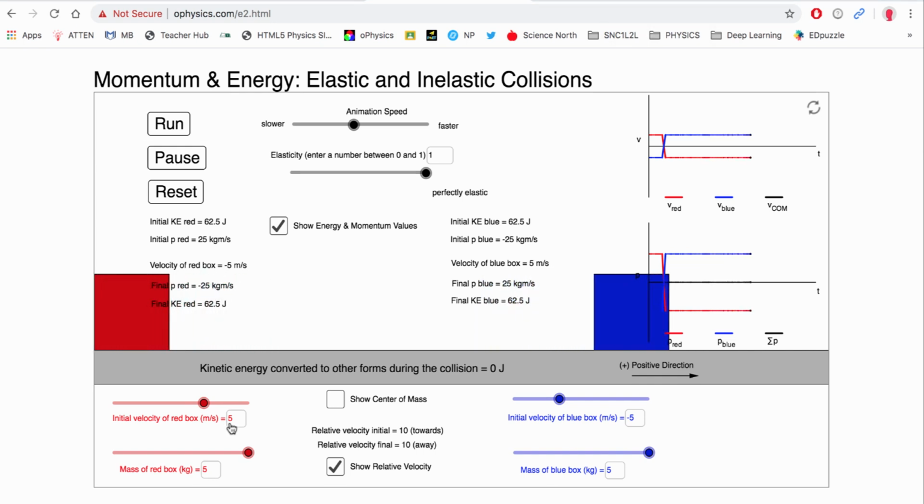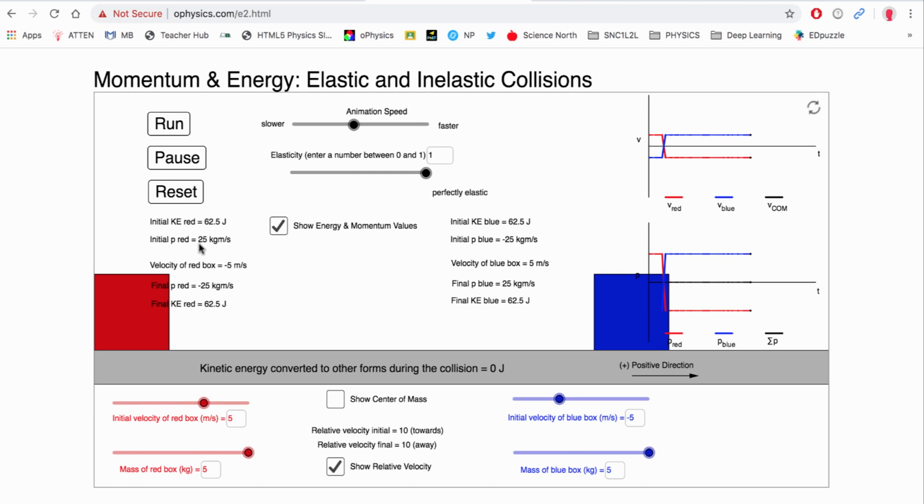Red box is moving to the right at 5 meters per second. After the interaction, it's moving to the left at 5 meters per second. Blue box is moving to the left at 5 meters per second. After the interaction, it's moving towards the right at 5 meters per second. Kinetic energy was 62.5 before the interaction, and it's 62.5 after the interaction.